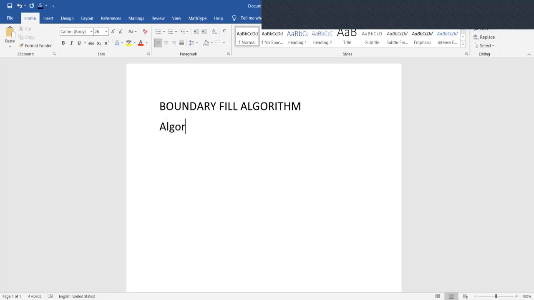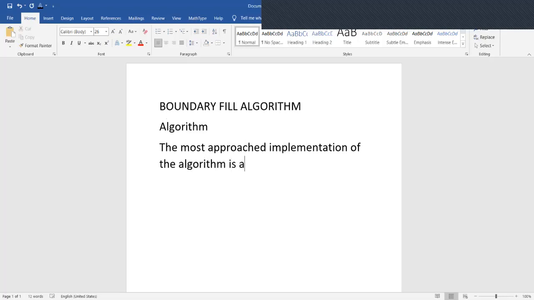Now, we will look into the algorithm part, how the algorithm is implemented. The most approached implementation of the algorithm is a stack-based recursive function. So this is the most common way of implementation. What are the different steps? Let us look into the steps one by one.